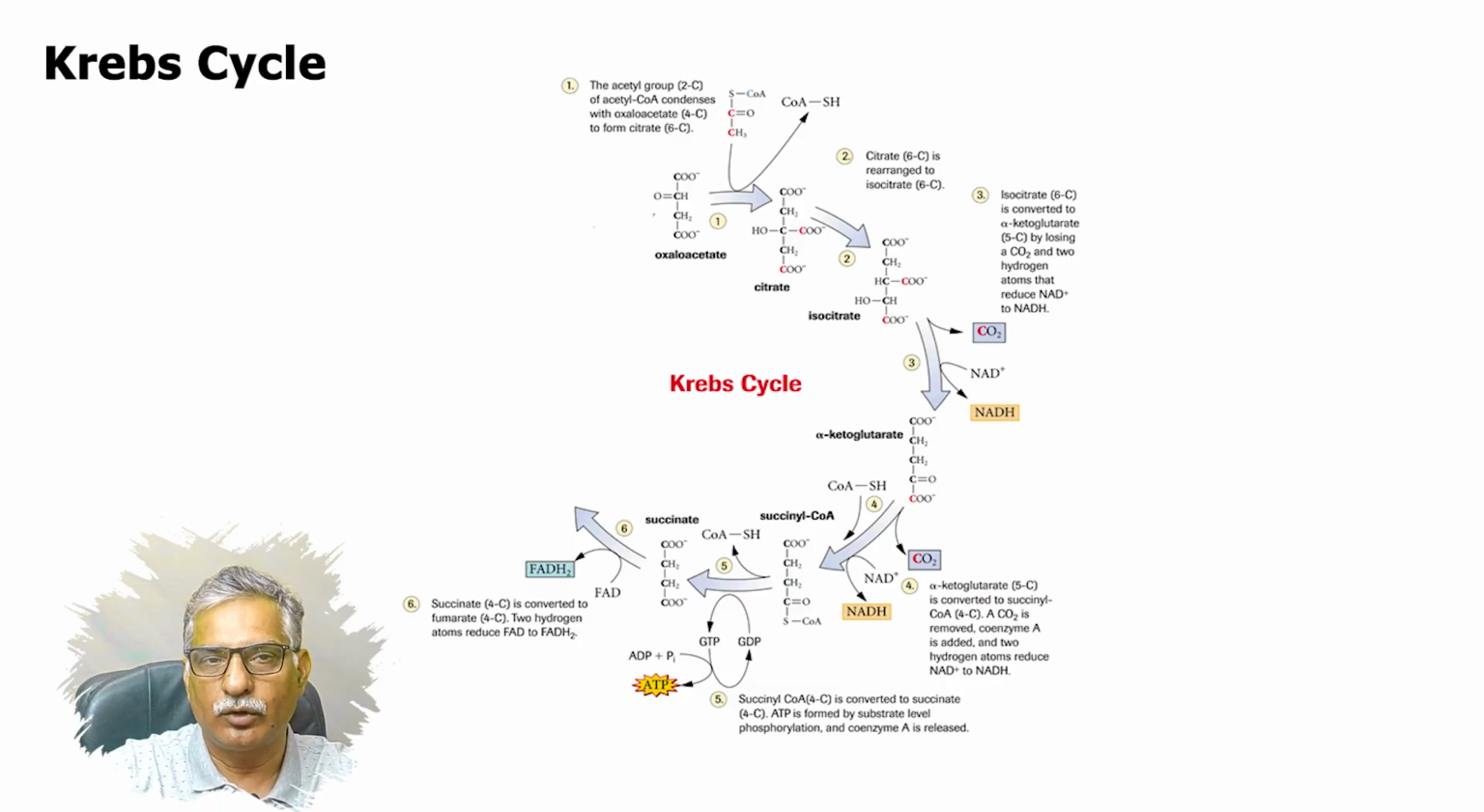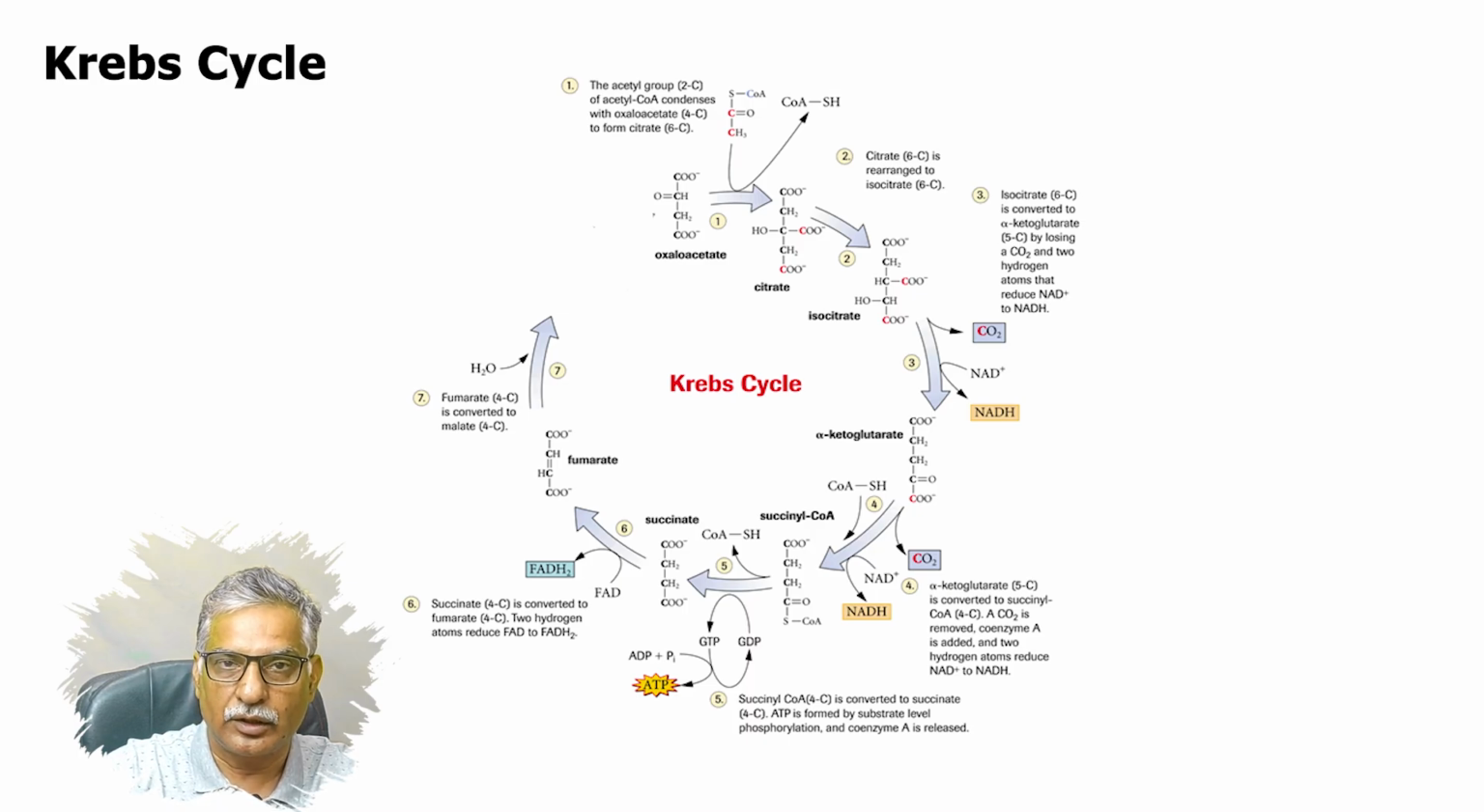Succinate is a 4-carbon molecule, and this succinate is further converted into fumarate, that is another 4-carbon molecule. But this process involves oxidation, or you can say dehydrogenation, because during this step, hydrogen is again lost from the succinate and it turns into fumarate, and the hydrogen that is released is picked up by FAD, that is flavin adenine dinucleotide, and it gets reduced to FADH2, or you can say reduced FAD.